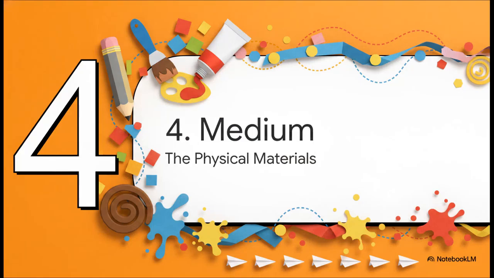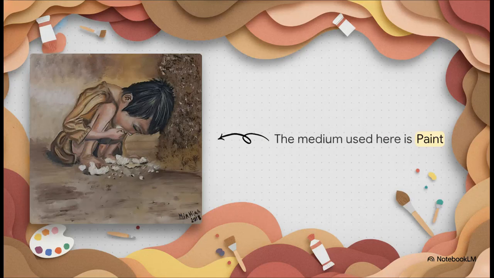Step 4, medium, the physical materials. The medium simply means the physical, touchable materials the artist actually used to make the art. For example, imagine a picture of a young child wearing a yellow, slightly torn shirt kneeling down in the brown dirt. The artist didn't take a photograph to capture this. They used thick, colorful paint. We can visually see the beautiful swirls of brown, yellow, and peach colors blended together. The physical material, the medium, used to bring this child to life is paint.